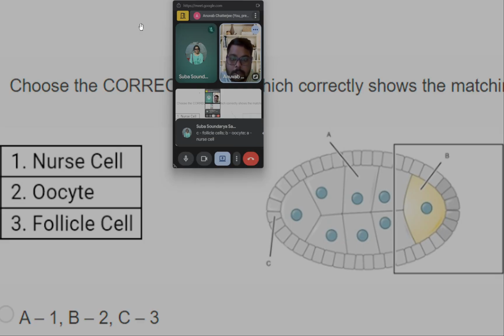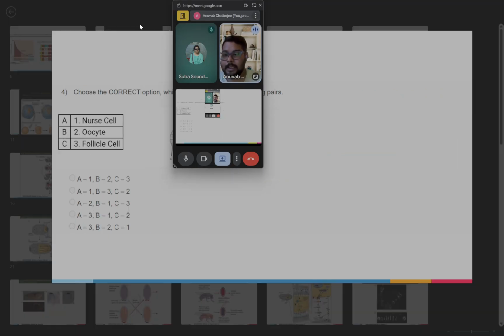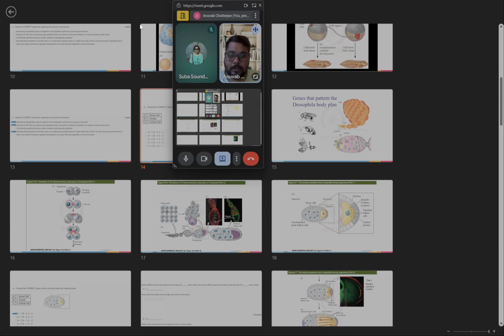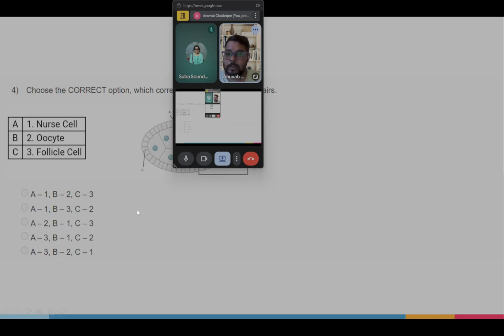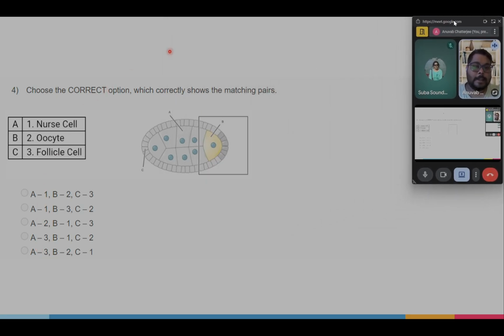Okay. So C is follicle cells, B is oocyte, and A is nerve cell. You're absolutely correct, but let us just quickly go through. Yes, you are absolutely correct. A is nerve cell, B is oocyte, and C is follicle cell.